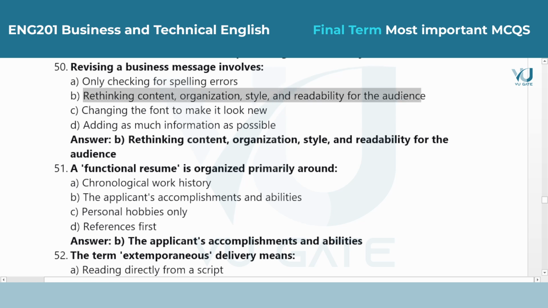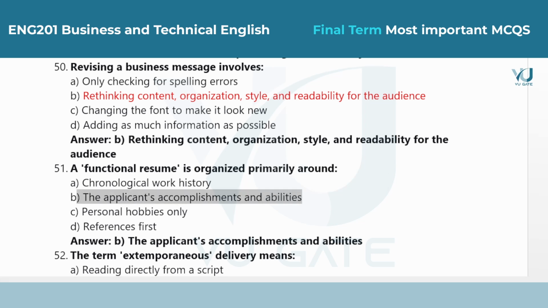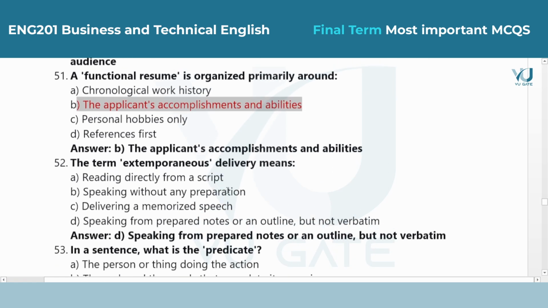50. Question. Revising a business message involves. Answer. B. Rethinking content, organization, style, and readability for the audience. Concept. Revision is a deep look at the document's logic and flow, ensuring it perfectly fits the reader's perspective.